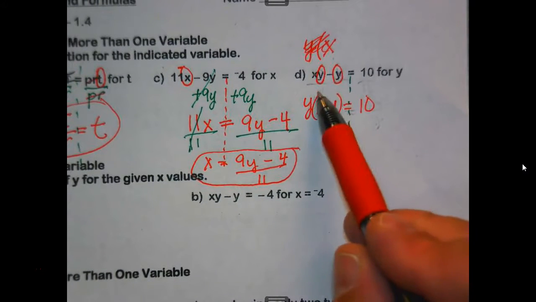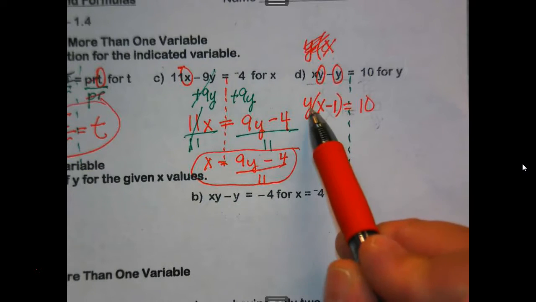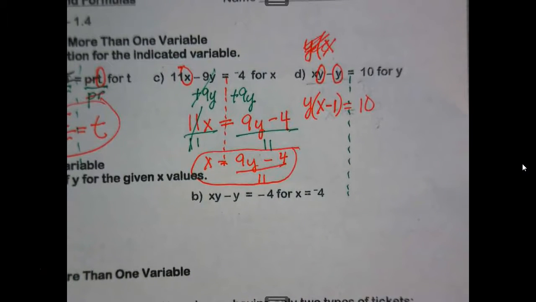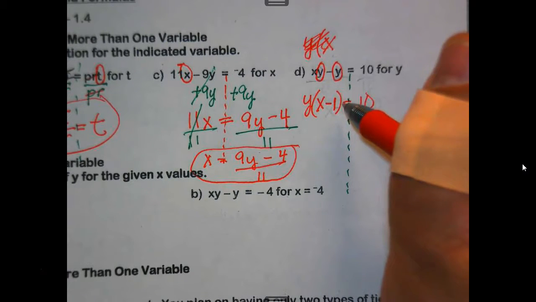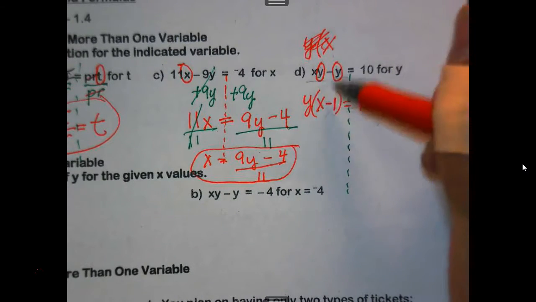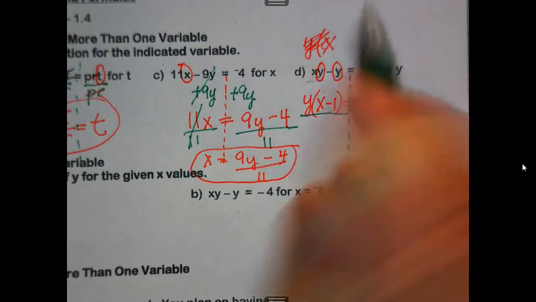Because this is now a quantity. This is one number here, because it's in parentheses, times another number. This is all one term. All I did was use the distributive property backwards. If you want to think of it as undistribute, go ahead. But if I were to distribute the y, I'd get back my xy minus y, right? So I used the distributive property backwards. Went the other way.